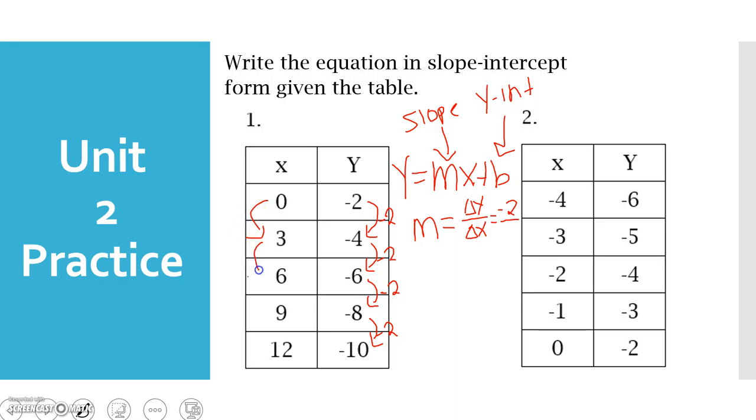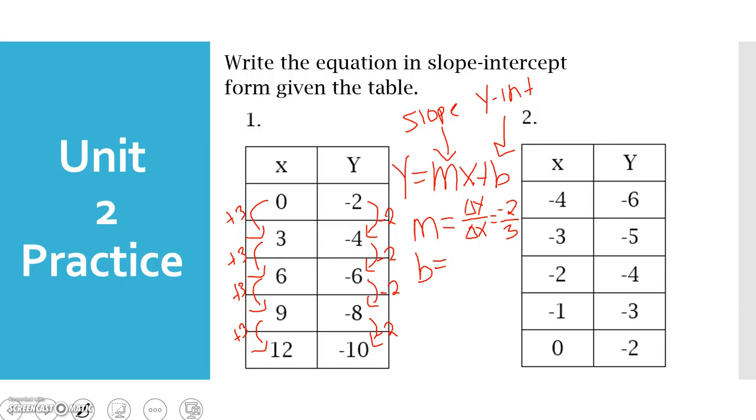And then we're going to do the same thing for our x values. So how do we get from 0 to 3, 3 to 6, 6 to 9, and 9 to 12? And as you can see, we are adding 3 each time. So that's our change in our x values. And since it's a positive 3, we don't have to include that negative like we did when we were subtracting 2 for the y values. So our slope then is -2 over 3. That cannot be reduced anymore, but if it can, you need to make sure you reduce it.